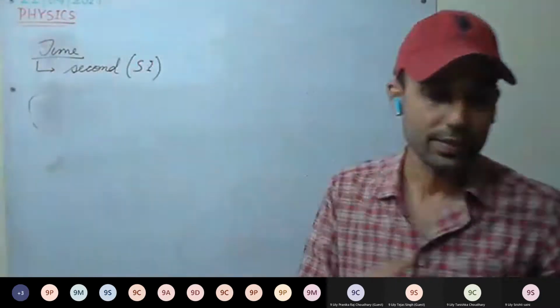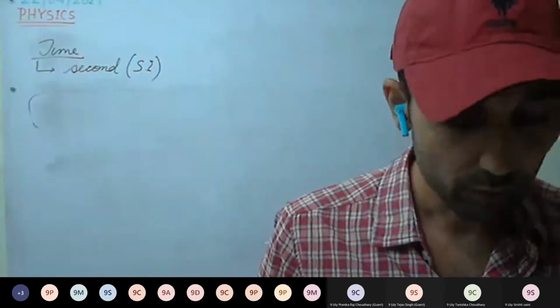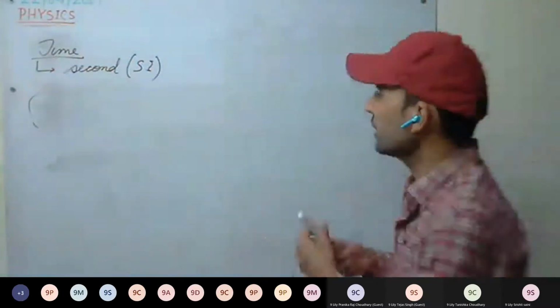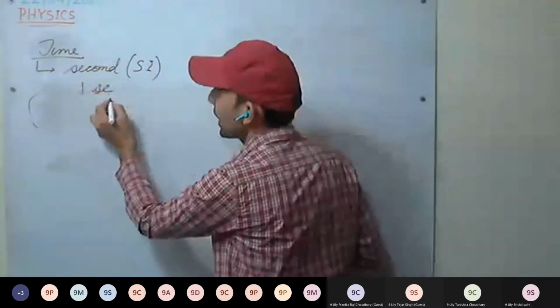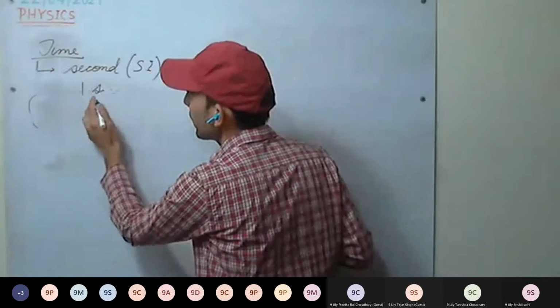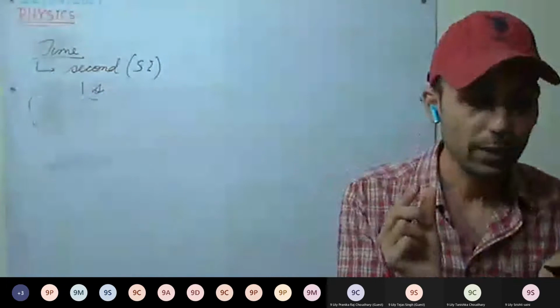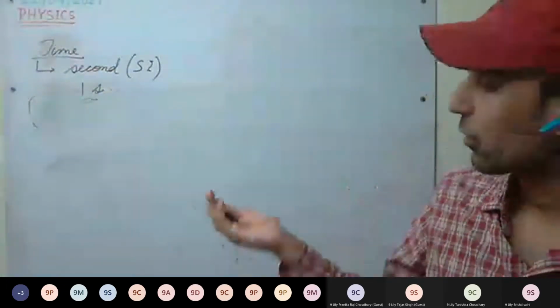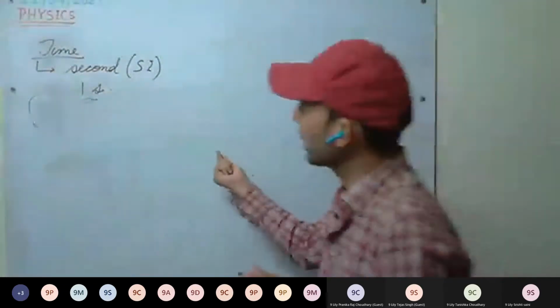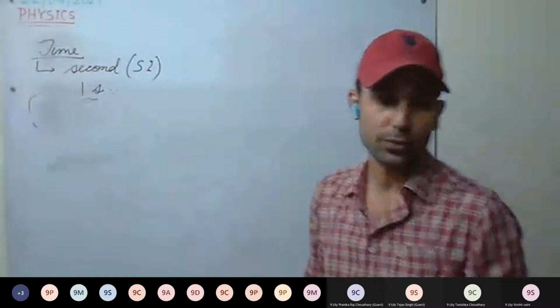So this is how 1 second was defined. Now see here, again 1 second. If you have to make very smaller measurements, we will require very smaller units. So we'll derive smaller units in terms of second.